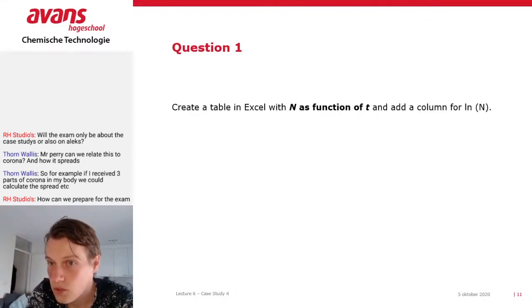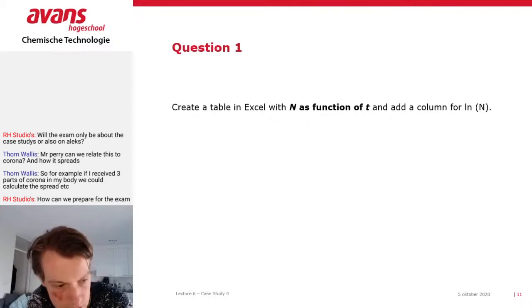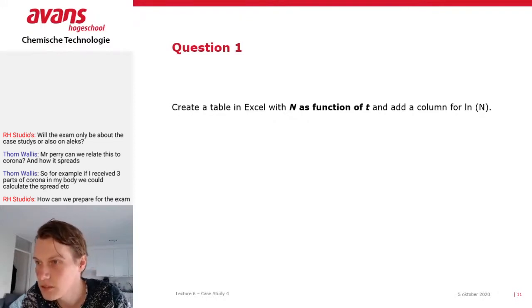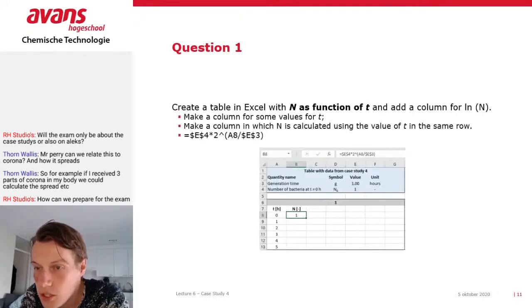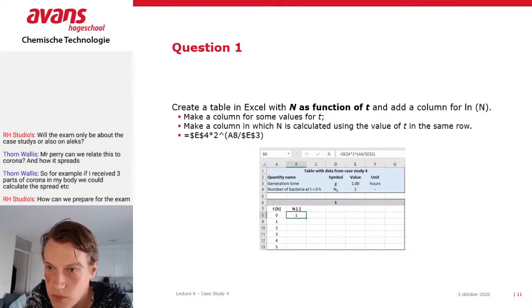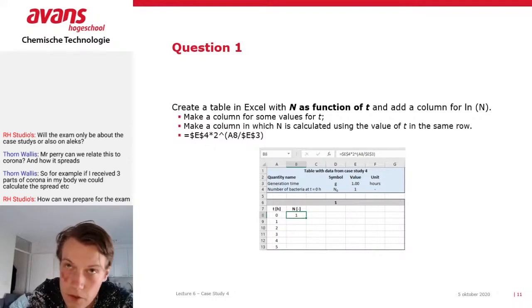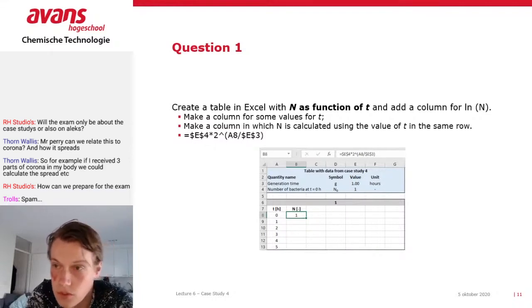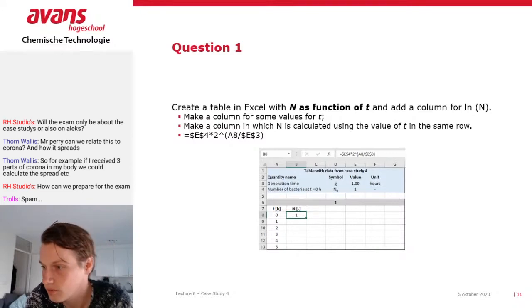First question, you have to create a table with n as a function of t, and you want to make a column of ln n, where ln is the natural logarithm. For the first part, just make a table and use dollar signs. I think you know what you have to use dollar signs for. You use them when you refer to a cell and want to keep referring to the same cell after you copy the formula. The formula will keep referring to the same cell you locked using the dollar signs.